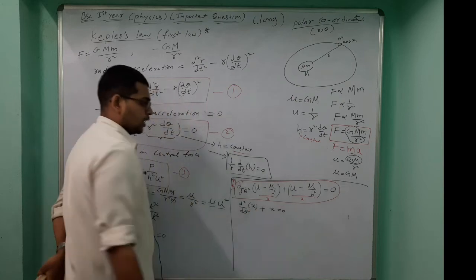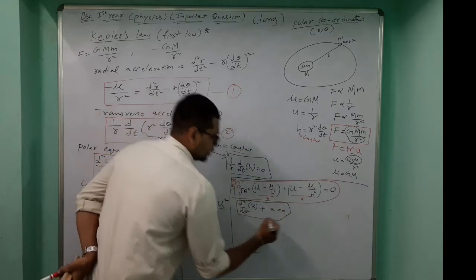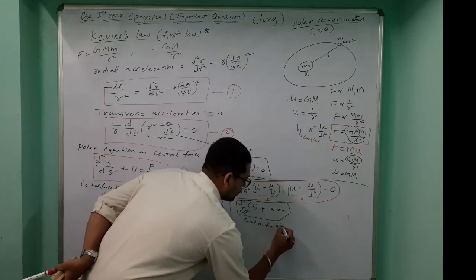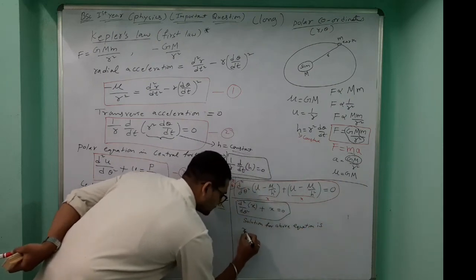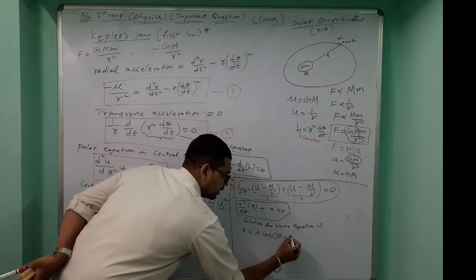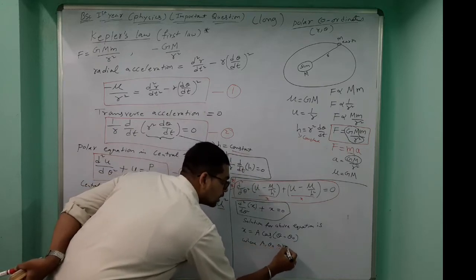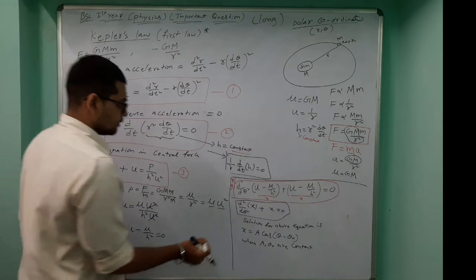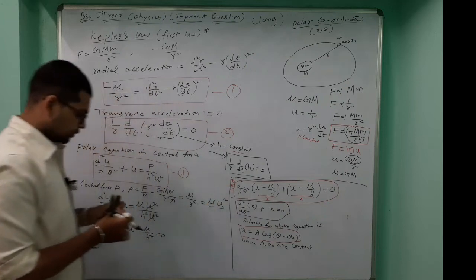Now this is a differential equation. It has a solution. The solution for the above equation is x equal to a cos of theta minus theta naught, where a and theta naught are constants. This is the one we have taken. See, some more explanation is there. I want you to take notes from here.